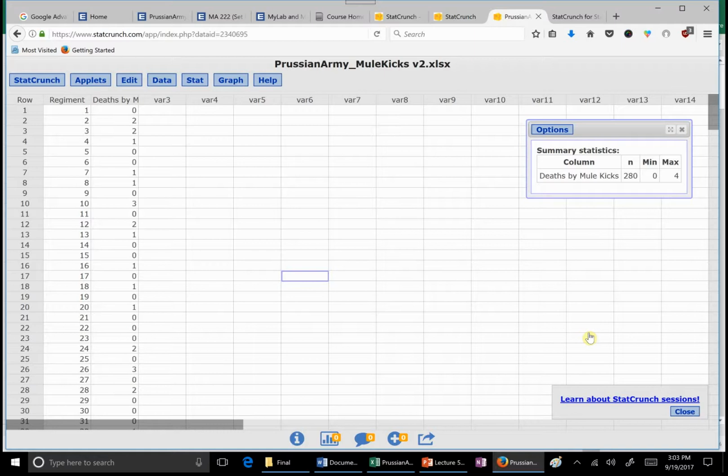In other words, how many different values can that variable take on? All right. So mule kicks, is that discrete or deaths by mule kicks? Is that discrete or continuous? Discrete. It's count data. Definitely discrete. How many values do I have? I have 5 values. Right? 0, 1, 2, 3, 4. So this is a low number of values, discrete. I'm going to definitely use histogram. That's what that table's telling me.